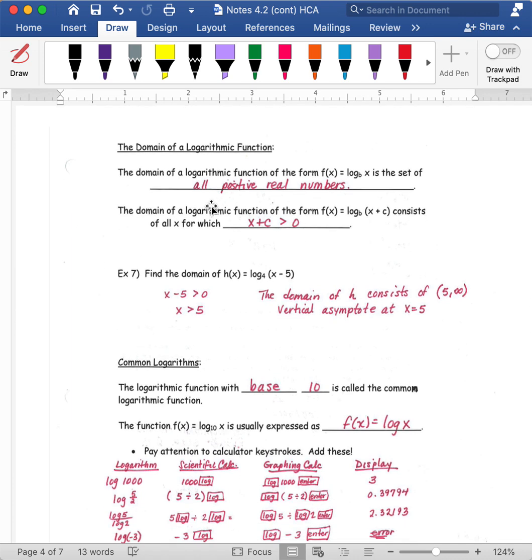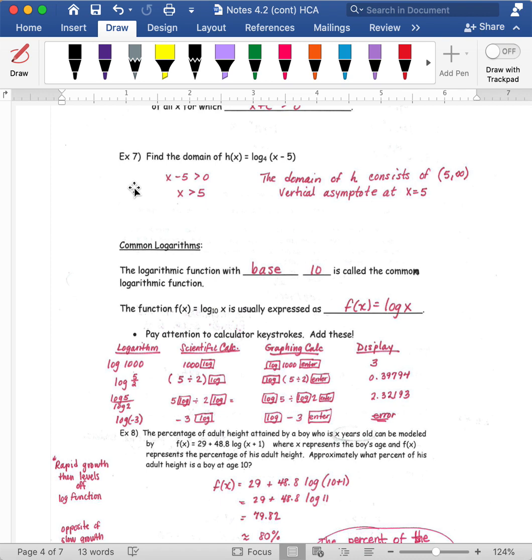The domain of a logarithmic function is the set of all positive real numbers, right? Because your y-axis is the vertical asymptote. However, the domain of a log function of the form log base b of the quantity x plus c consists of all x for which x plus c is greater than 0. You're never going to have a negative number here. Logarithms aren't negative. To what number do you raise some base to get a negative number? It's not going to happen.